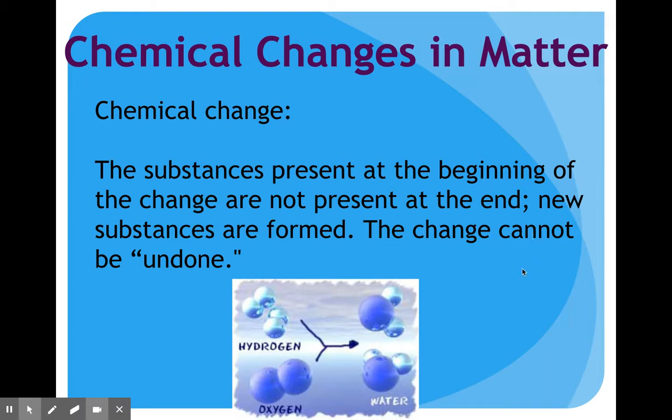So remember that when we're talking about atoms and molecules, we're talking about the tiniest particles that exist in the universe. An atom is the tiniest particle that we can use to describe matter, and molecules are combinations of two or more types of atoms.